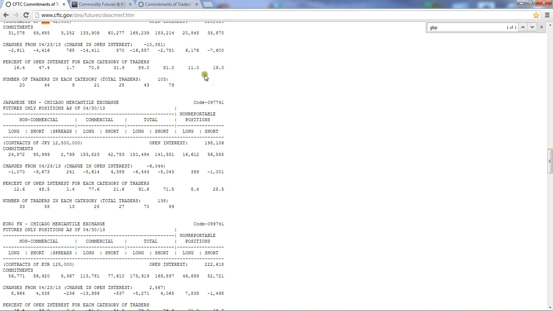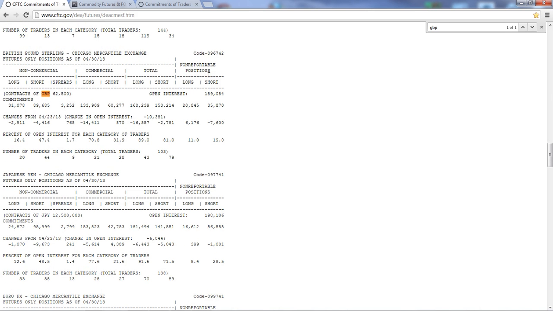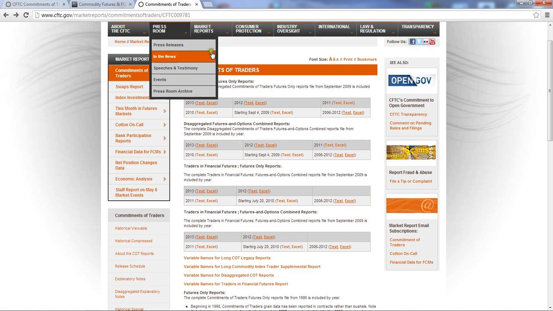Looking at this, I think these are released every week. Just come in every week and see how they're changing. You can get an idea of how the market sentiment is changing, with more people going long or more people going short.